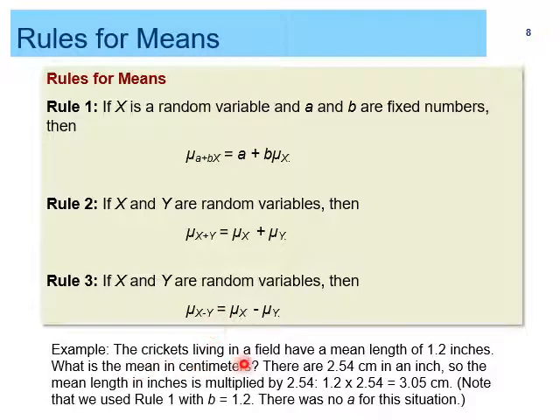So it's saying the crickets living in a field have a mean length of 1.2 inches, and we want to know the mean in centimeters. There are 2.54 centimeters in an inch. So the mean length in inches is multiplied by 2.54, so it would be 3.05 centimeters. So here we are using rule 1 with b equal to 1.2. But in this example, we are not taking any value for a.